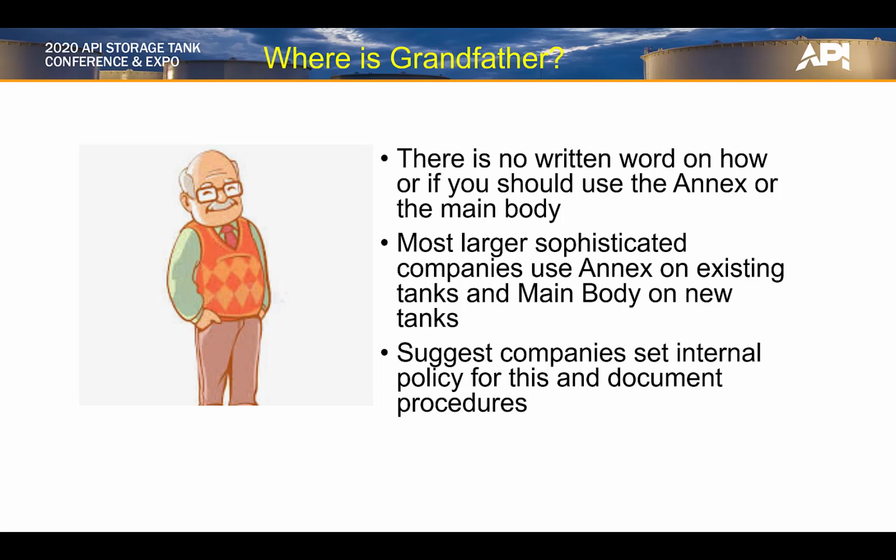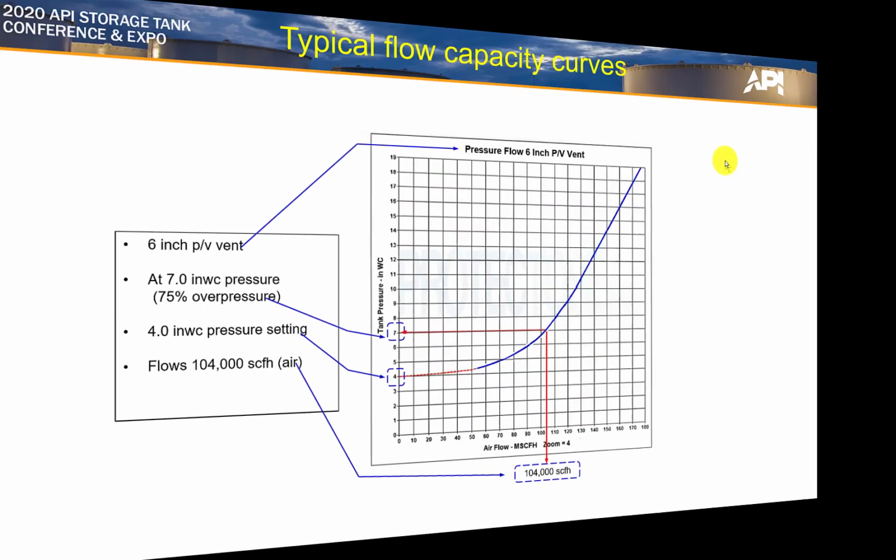I recommend that you use the main body for new tanks, when major tank work is being done, and that you use the annex if it would require you to retrofit or modify existing tanks. So the rule of thumb is use the annex for existing tanks, but use the main body for new tanks. This is, of course, entirely your company's choice, but each company should articulate its policy on this topic in the form of written guidelines or internal standards.